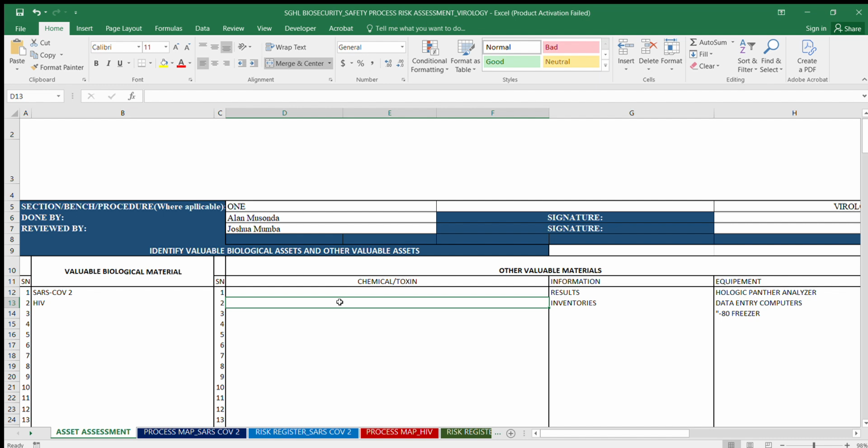So in this session, we're going to look at part 5 of the biorisk assessment sessions. We just finished part 4, where we looked at the biosafety risk assessment sessions. In this session, we'll concentrate on the biosecurity risk assessment, specifically on how to use the Excel template.